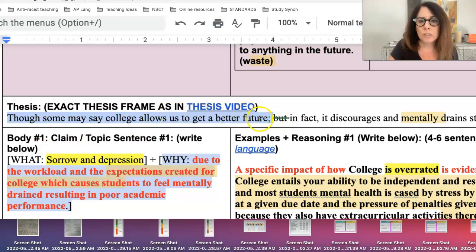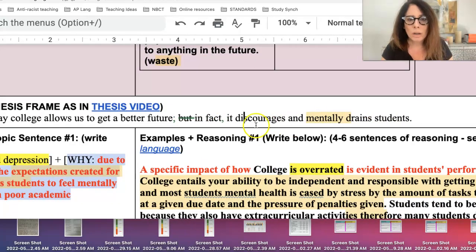The transition construction between the counter and your argument, you have to memorize. It's a semicolon after the counter, in fact, or another transition phrase that you choose, comma, and then you have your argument. So you're going to have to pause the video and really take a look at your own thesis statement. And the expectation is that you have it in order, including the punctuation.